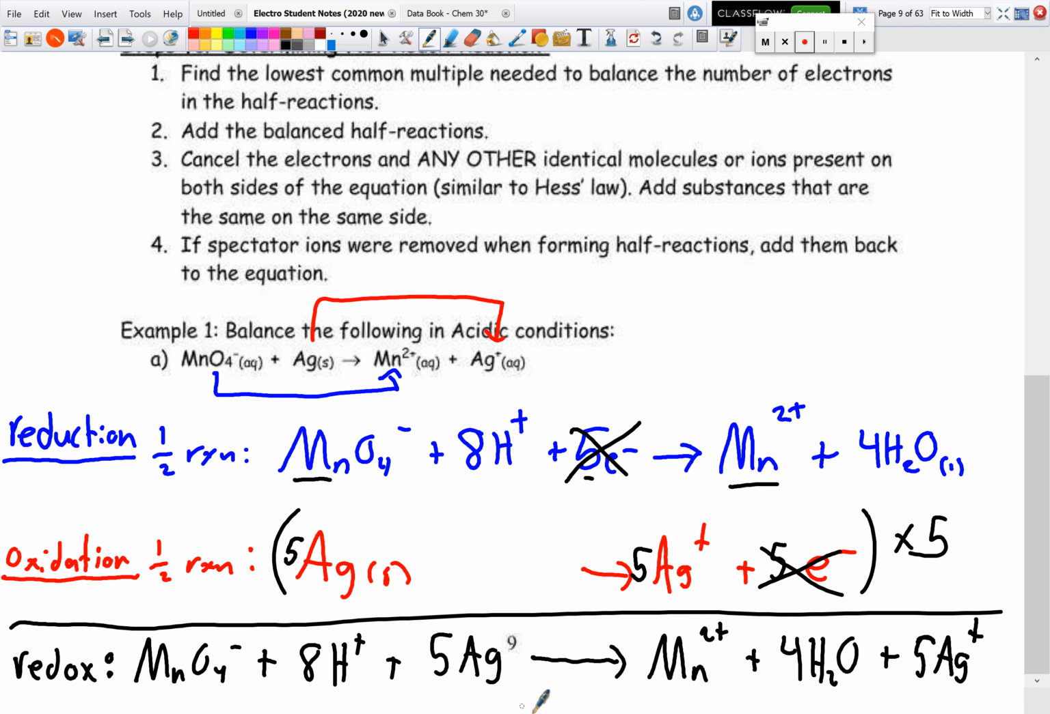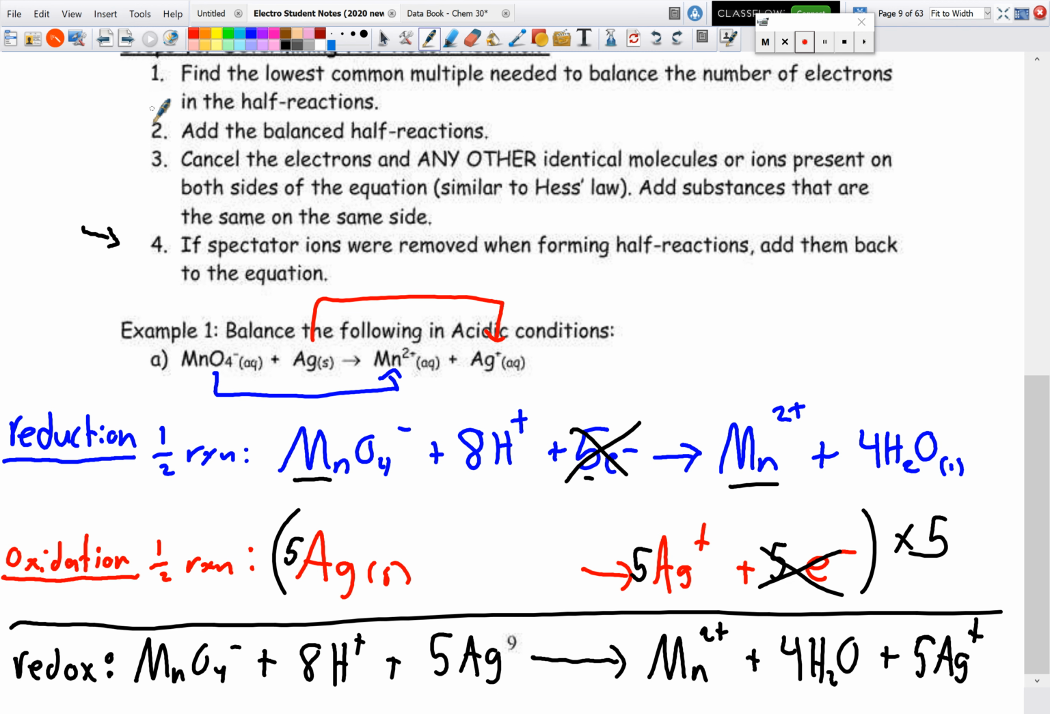And that is what our redox equation will look like. Now step 4: if spectator ions were removed when we're forming our half reactions, we add them back together. That goes back to the last lesson, where we dissociate all of our highly soluble things, so look for spectator ions and take them out. If there are spectator ions there, we can put them right back into our net reaction if we want to. And that's balancing our half reactions.